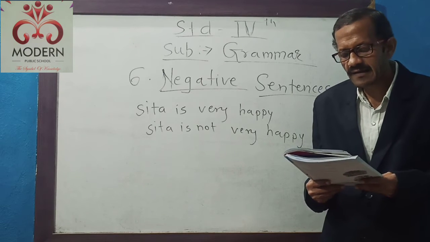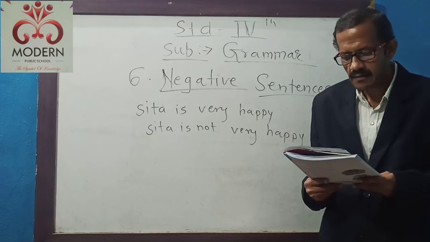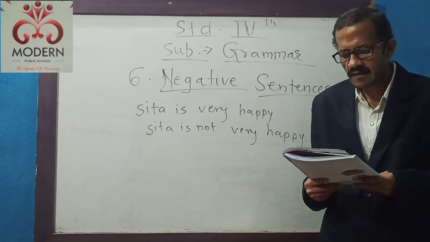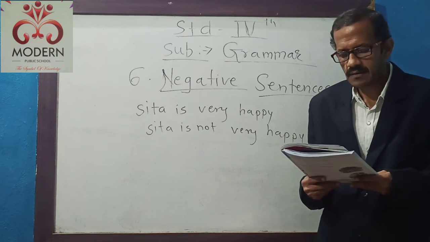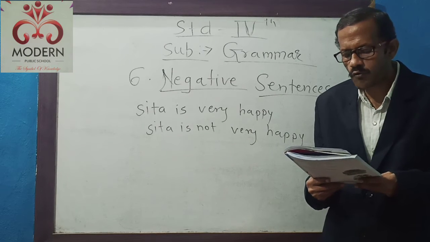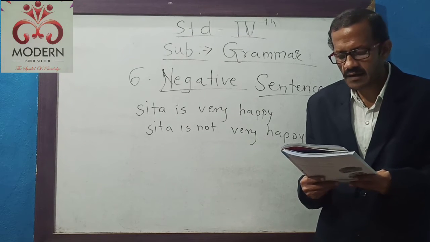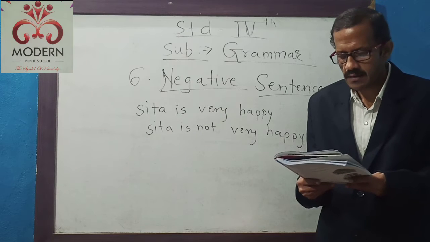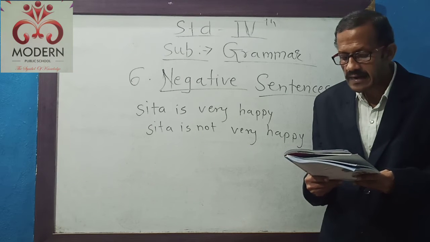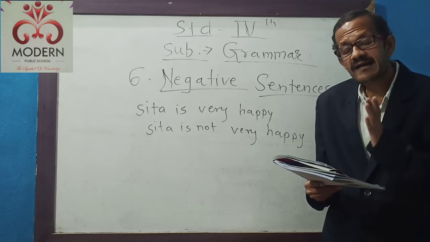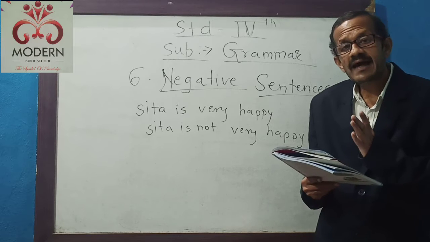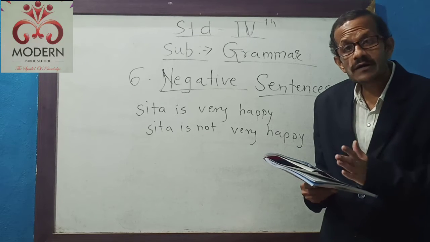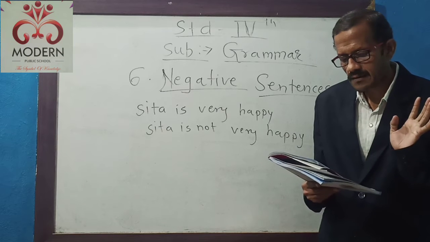The second sentence, Rita is ill. The negative of this sentence is Rita is not ill. The third one is I have some food for the journey. The negative is I have no food for the journey. These sentences are negative sentences. What do these sentences show? In these sentences, which words are added? The words not and no are added.